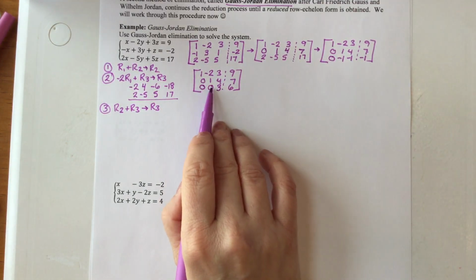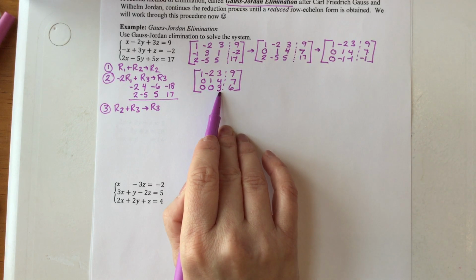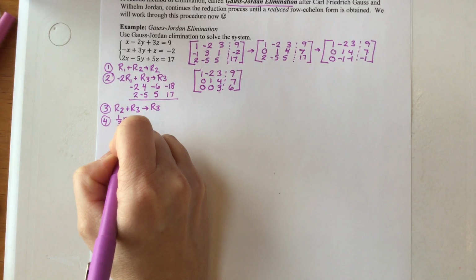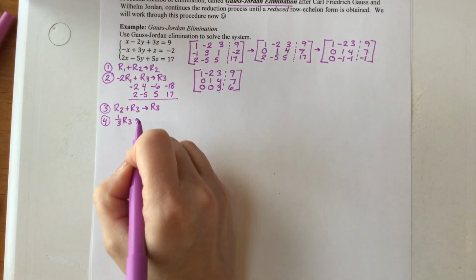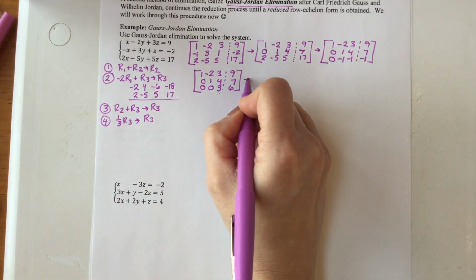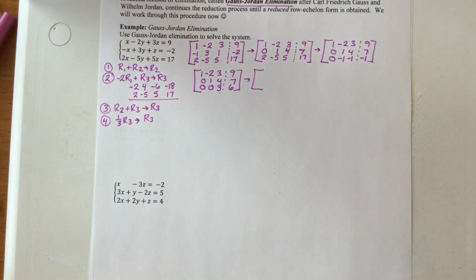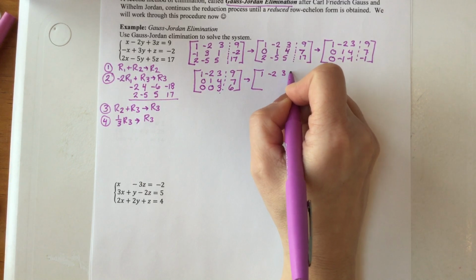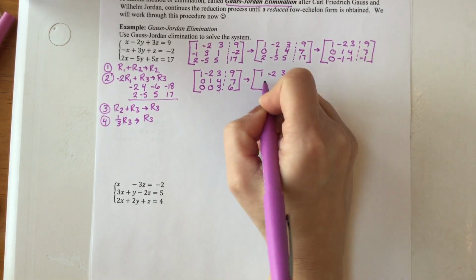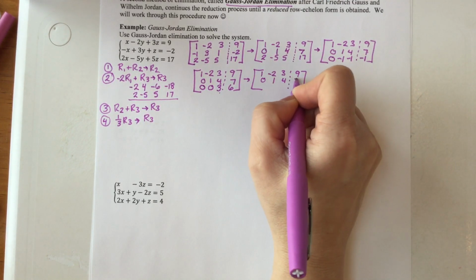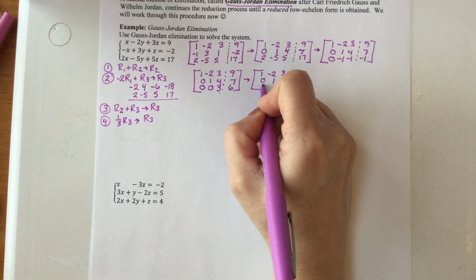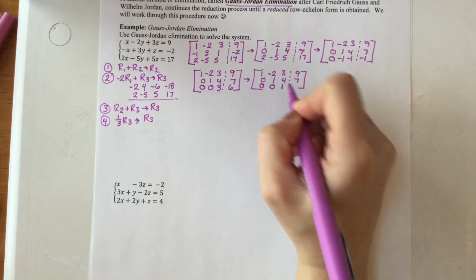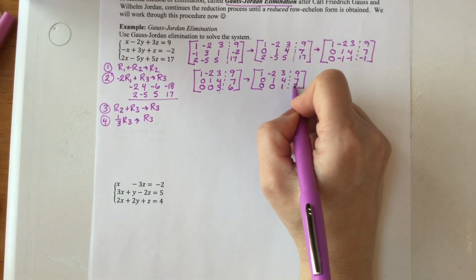So I have my corner of zeros. I need this to be 1. To turn a 3 into a 1, I multiply by 1/3. So I multiply the third row by 1/3 to get a new row 3. So 1, negative 2, 3, positive 9. 0, 1, 4, 7. 1/3 of 0 is 0. 1/3 of 0 is 0. 1/3 of 3 is 1. 1/3 of 6 is 2.